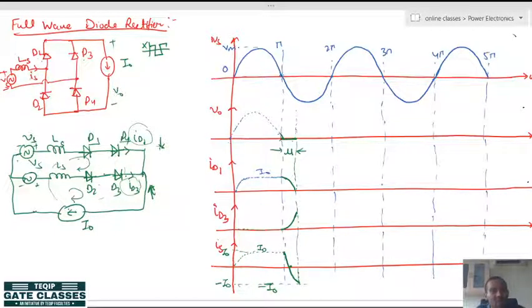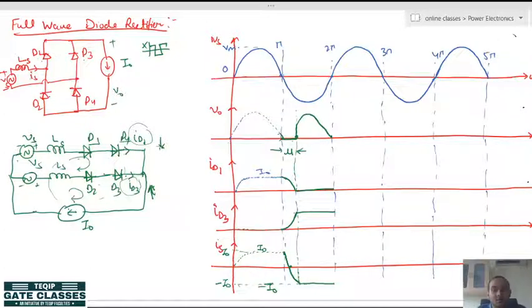So, as soon as the diodes D2 D3 take over the conduction fully, D1 D4 will be totally turned off at this instant. Then, due to D2 and D3, the output voltage will be equal to the source value, which you know will be positive, and D1 current will be 0, D3 D2 current will be positive, and the source current will be negative.